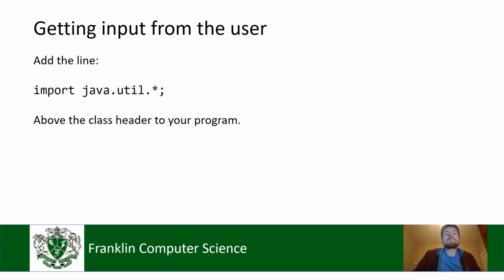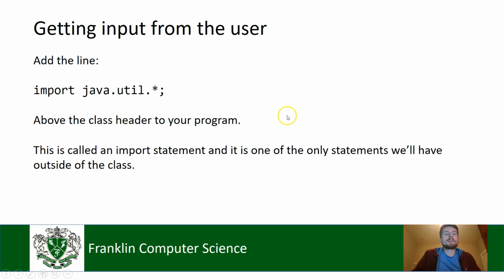And this needs to go above the class header, and not inside the class and not inside the main. Your code should maybe have a comment at the top, and then the import statements, and then your public class, whatever the name of the program is. So this line is going to go up at the top. And it's called an import statement. As I said, this is import, and you can see that semicolon at the end, so this is a statement. And it's mainly the only one we're going to have that's outside the class.